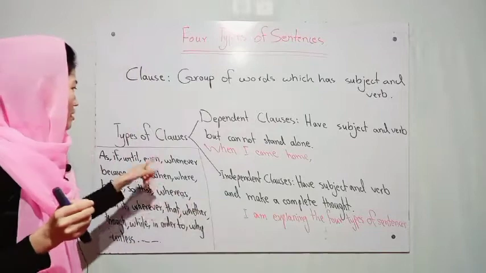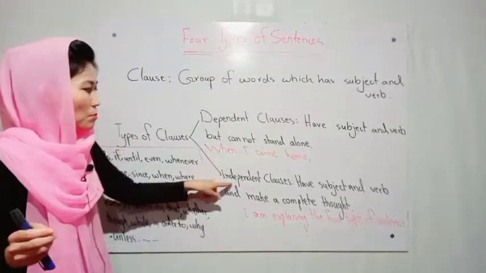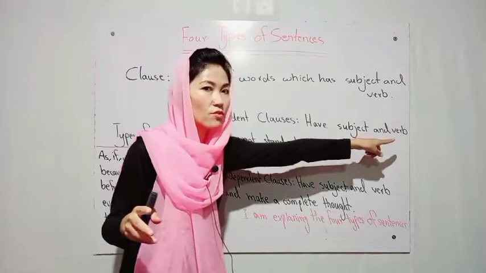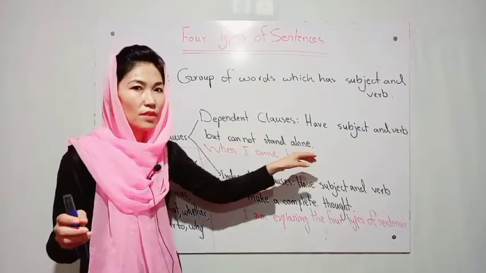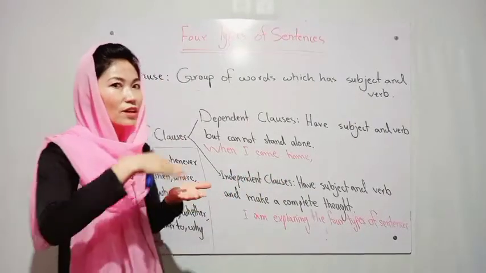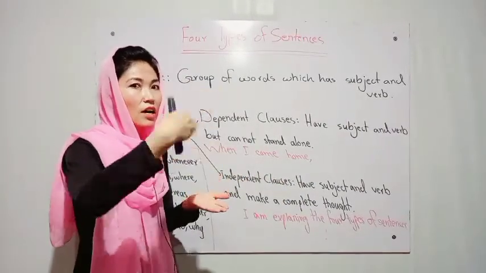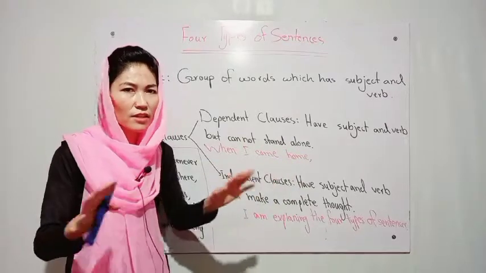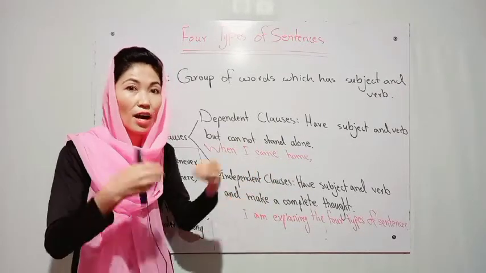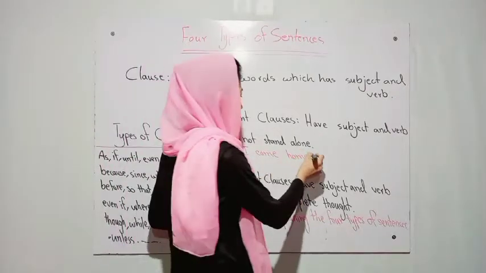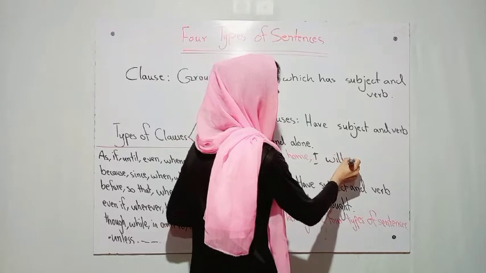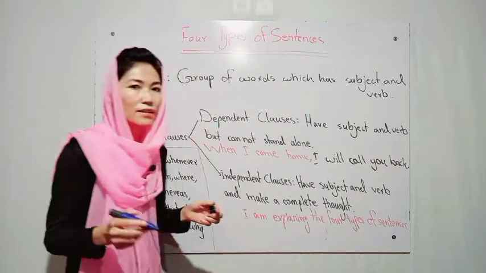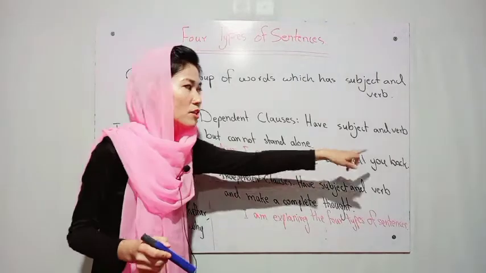There are 2 types of clauses: dependent clauses and independent clauses. Dependent clauses are groups of words which have a subject and verb but cannot stand alone. They don't make sense. They are part of an independent clause; they depend on independent clauses. For example, when I come home, it's not clear what I need to do. What should I do? When I come home, I will call you back.